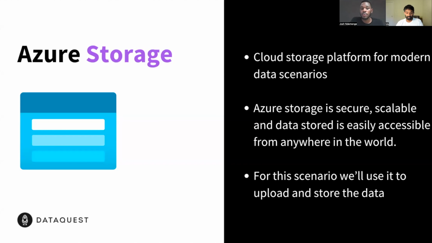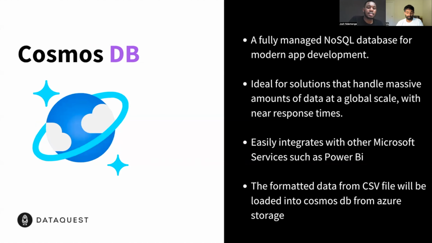The reason why Azure Storage is ideal for storing blob data on the cloud is that it's secure, scalable, and data that is stored on Azure Storage is accessible from anywhere in the world. What that means is you can access the data that you've stored on Azure Storage through HTTP or HTTPS. And on top of that, there are different SDKs available so that regardless of what language you're using to build your applications, you can fetch your data from Azure Storage. For this particular scenario, we'll use Azure Storage to upload and store the data, which is in the form of a CSV file.